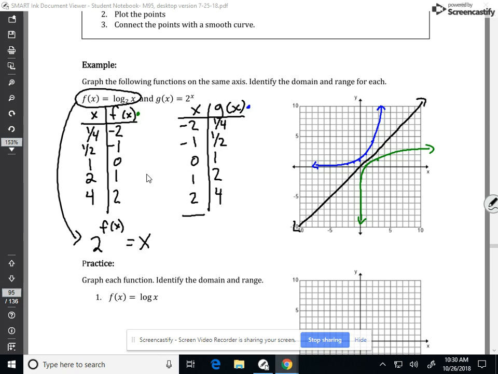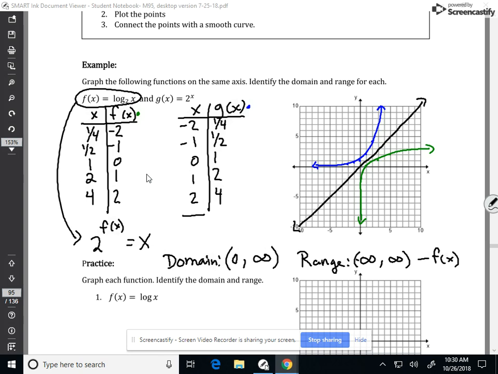So the last part says identify the domain and range for each. If I look at my f of x curve, the green curve, clearly my domain is from 0 to infinity for x values. We can see that x cannot go below 0. And the range for that, though, y extends into infinity, so the range is from negative infinity to positive infinity. So this is my f of x curve.